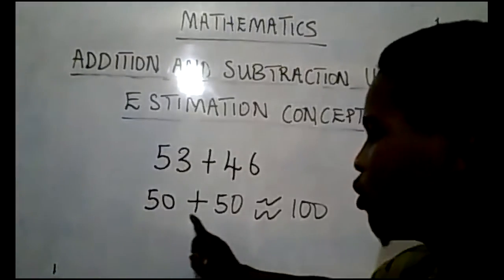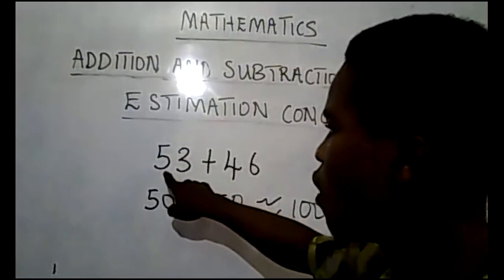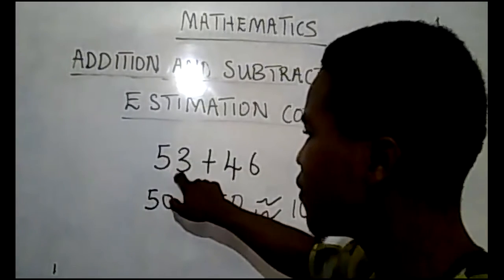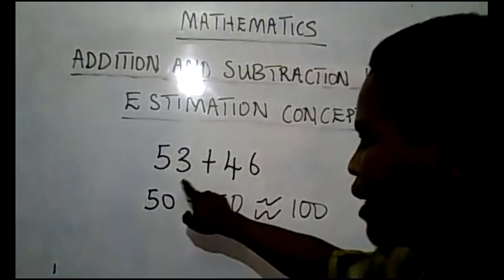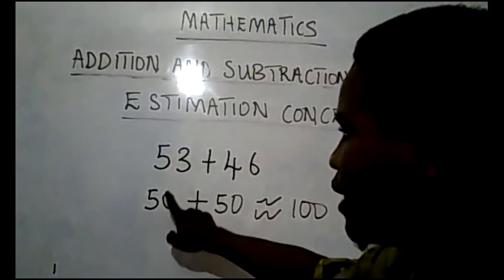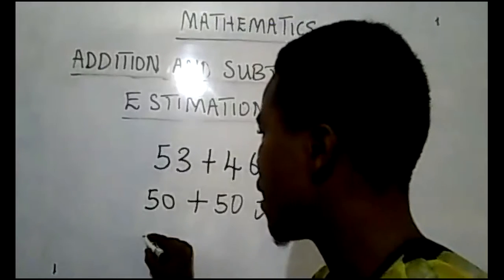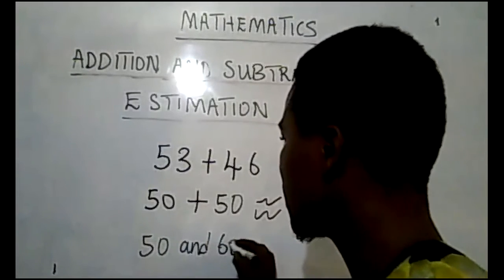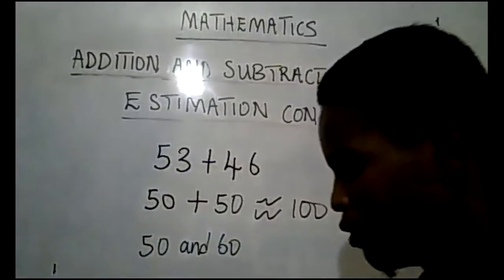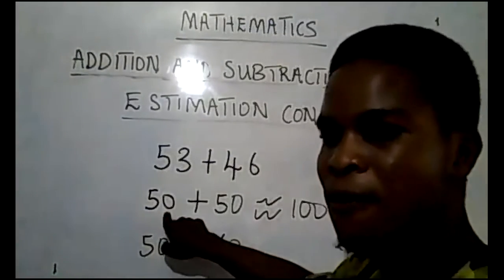Now, the first thing I told you to do is to first convert, or estimate, this 53 to the closest 10, that is, to the nearest 10. Good. That is rounding it to the closest 10. Now, 53 is closer to what? 50 than to 60. I told you that we have 50 and 60. That is, 53 is in between 50 and 60. Do not forget that 53 is closer to 50 than to 60. That's why we have 50 here.